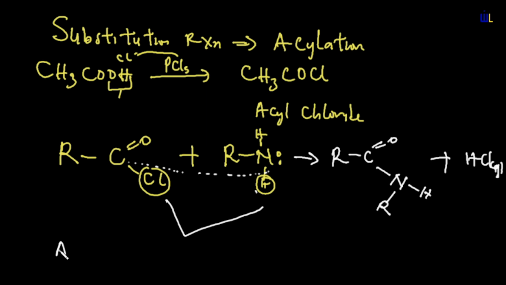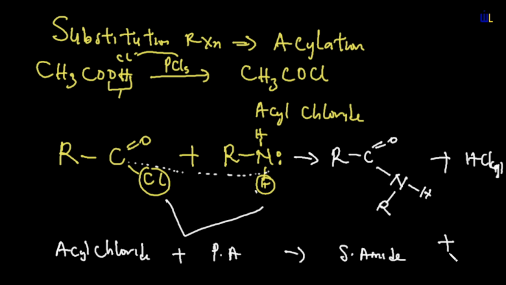So the implication is that an acyl chloride plus a primary amine, in this case, leads to the formation of a secondary amide and hydrogen chloride gas. So you have that in mind. Now when a primary amine reacts with an acyl chloride, it produces a secondary amide.